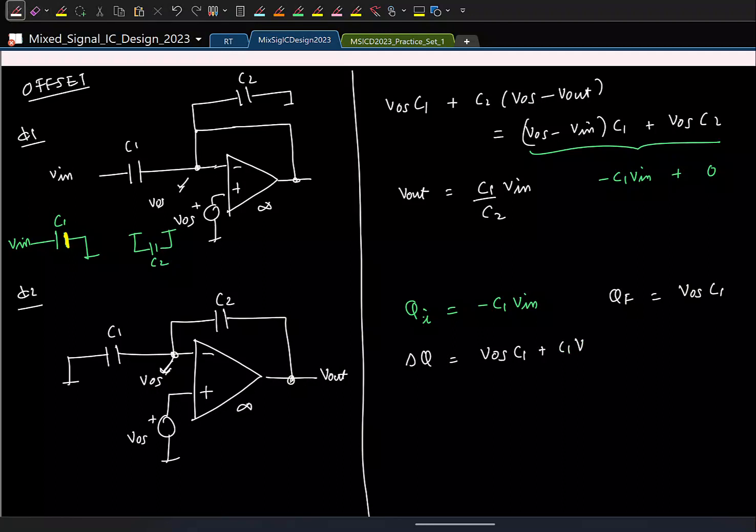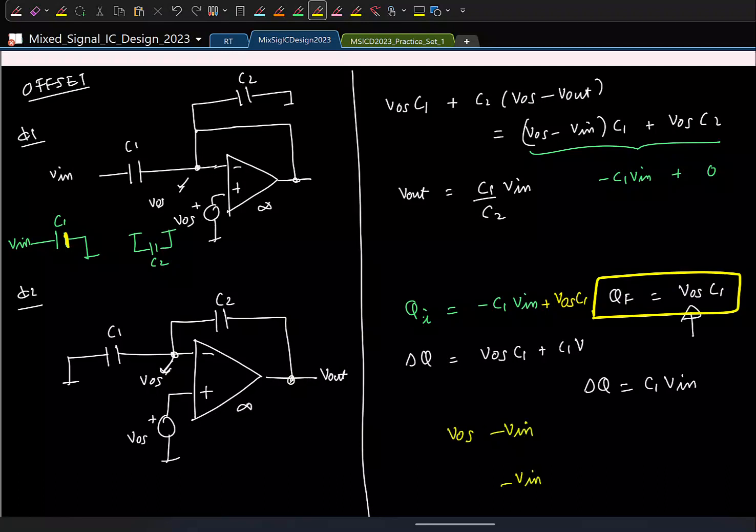Now remember that this is something I cannot prevent, because of the fact that the op amp has offset, this voltage is set to VOS. The final charge is always C1 VOS. So this is fixed, let us say. But you want delta Q to be exactly C1 V in. So which means you need to add this extra offset here. So the voltage to which C1 should be charged is VOS minus V in and not simply V in.